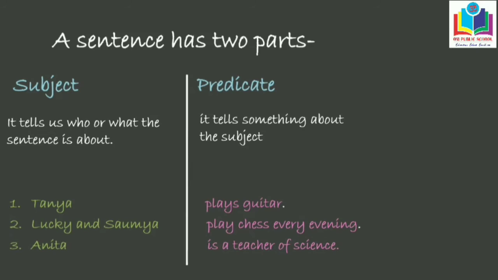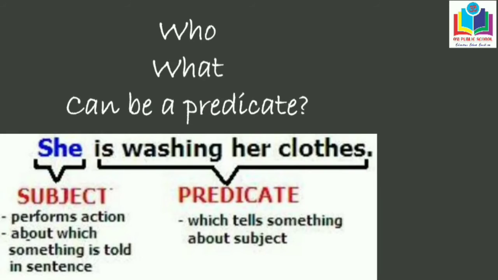The subject is Tanya and the predicate is plays guitar. Lucky and Soumya is the subject. Play chess every evening is the predicate. Anita is the subject. Is a teacher of science is the predicate in the sentence. Now that we have already understood what a subject is, predicate becomes pretty simple.